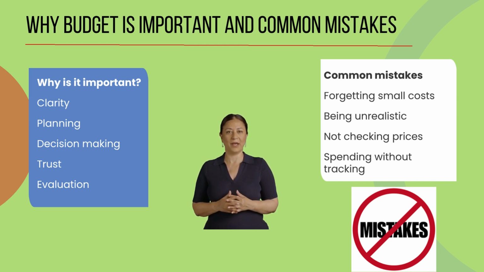However, there are some common mistakes that people make when budgeting. One of the most common mistakes is forgetting to account for small costs, which can quickly add up and throw off your budget. Another mistake is being unrealistic with your budget and setting goals that are difficult to achieve. It's also important to regularly check prices to ensure you are staying within your budget. Finally, spending without tracking can lead to overspending and making it difficult to stick to your budget.